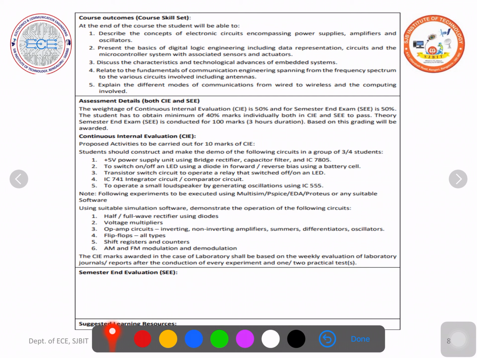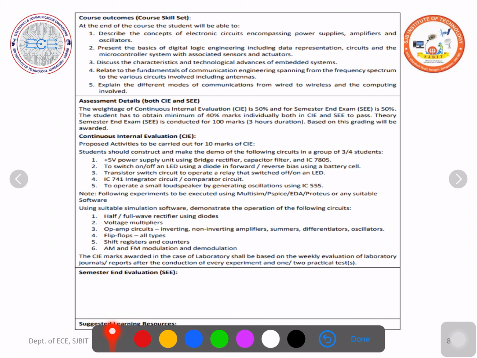After studying all these 5 modules, what are the course outcomes? At the end of the course, you will be able to describe the concepts of electronic circuits encompassing power supplies, amplifiers and oscillators. Present the basics of digital logic engineering including data representation, circuits and the microcontroller system with associated sensors and actuators. And you will be able to discuss the characteristics and technological advances of embedded systems.